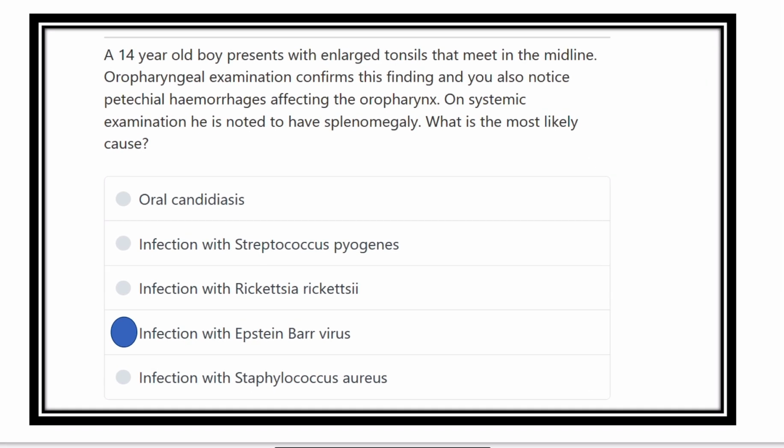So, a 14-year-old boy with enlarged tonsils, oropharyngeal infection, and splenomegaly. Tonsil, oropharynx, and splenomegaly are in favor of Epstein-Barr virus infection.